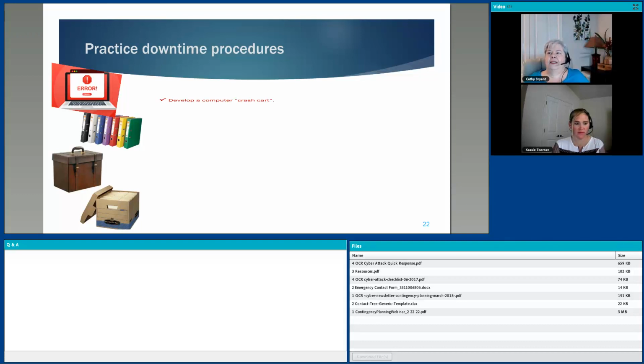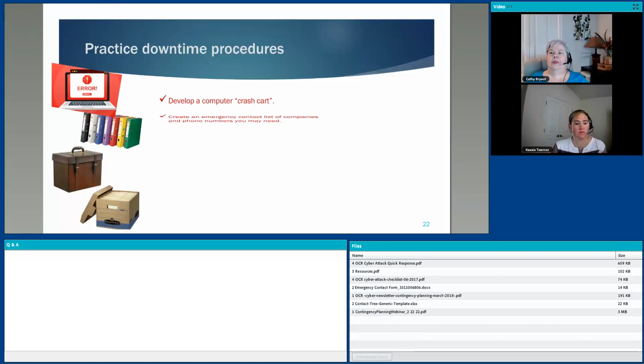It might be some fancy leather filing case, or it might just be a cardboard box. But the idea is you want to have everything in one place, and everyone knows where that box, or that set of instructions, is, so that once you activate your emergency plan, that's where you're going to go to get your information.